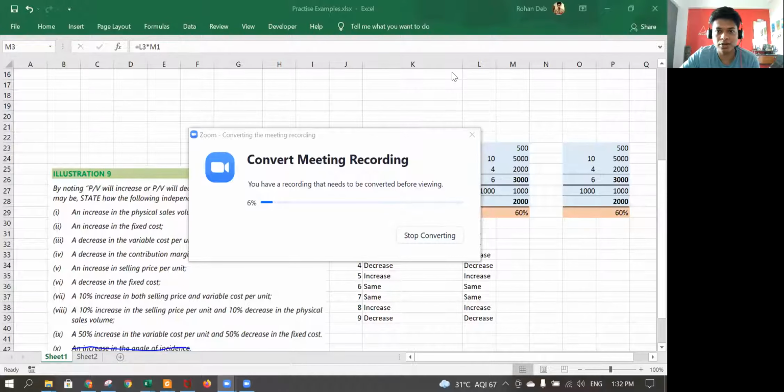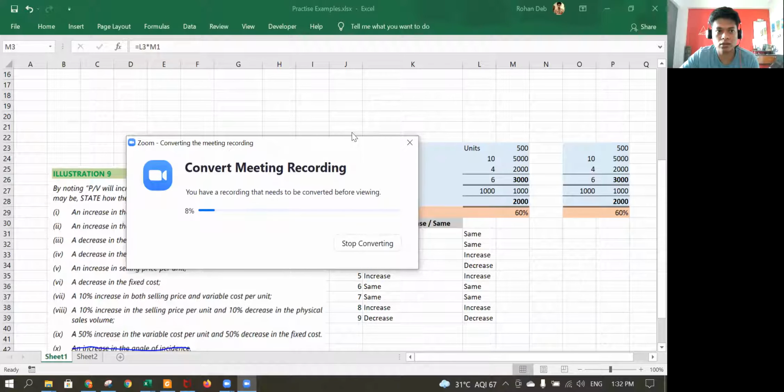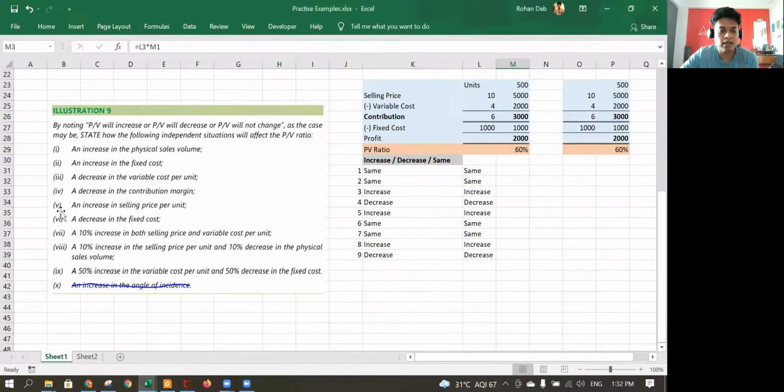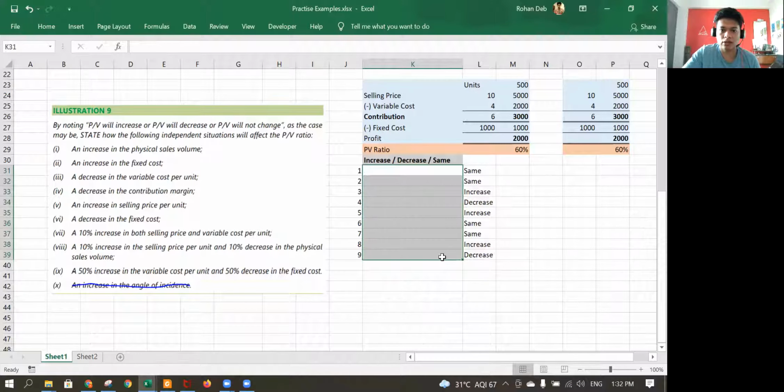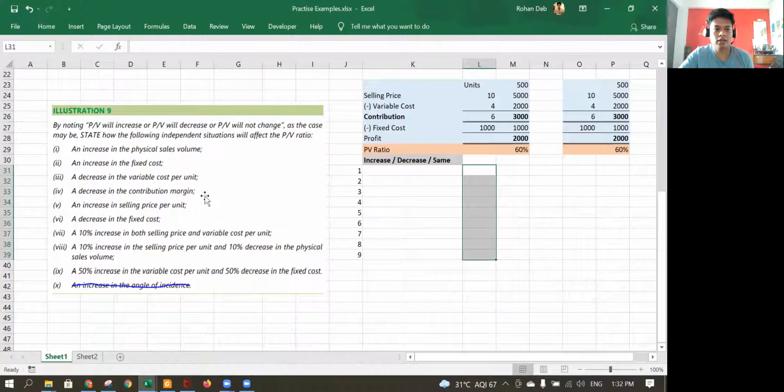Hi guys, so continuing with the next question now. Sorry for breaking up the videos into multiple parts, because you can see that Zoom is taking a lot of time today to convert the videos. So that's why. Anyways, so let me just delete these things so that you don't cheat. Okay, cheat on the test, not here.